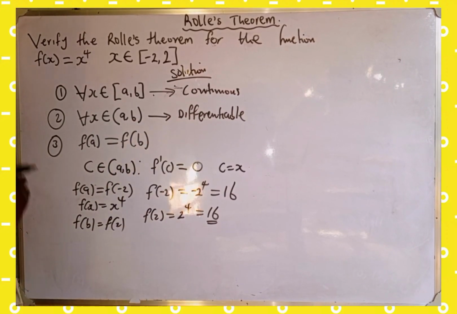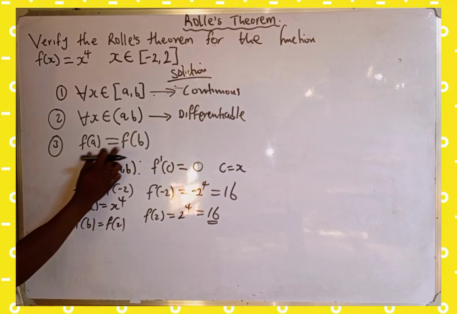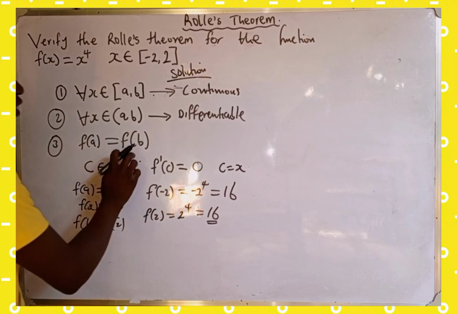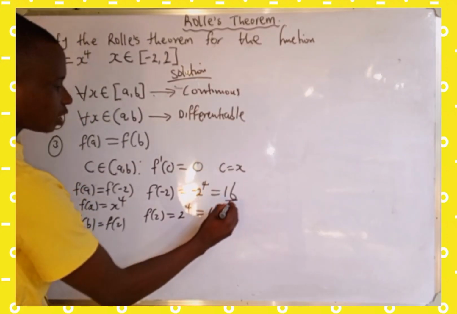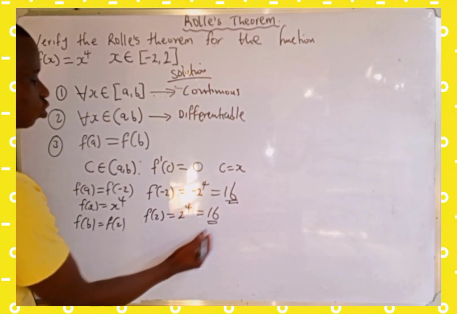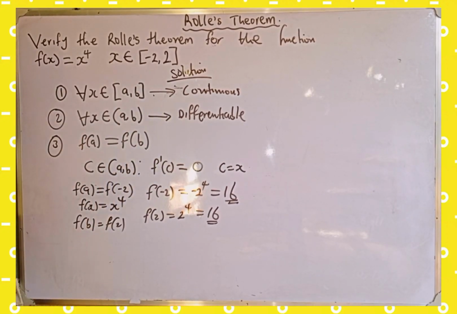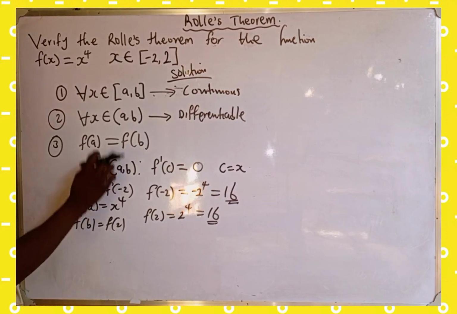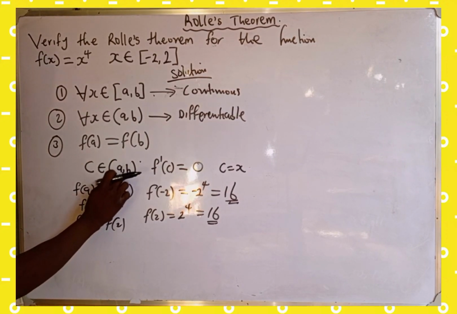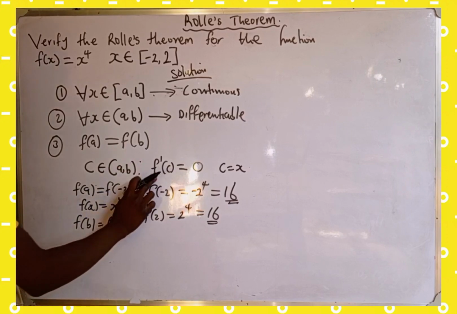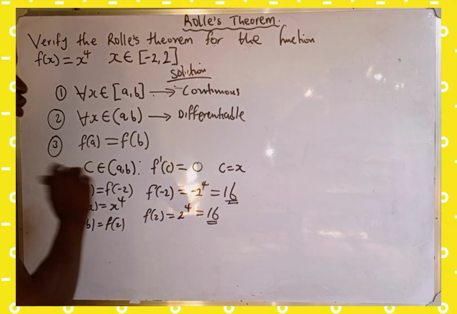And also the number 3 condition: f of a is equal to f of b. If you look at, f of a is 16, then f of b is also 16. Therefore, the number 3 condition is also satisfied. So let us see: there exists c, an element of the open interval a, b, such that f prime of c is equal to 0.